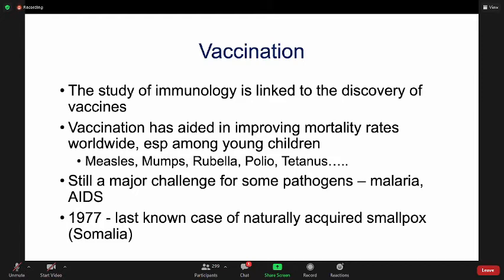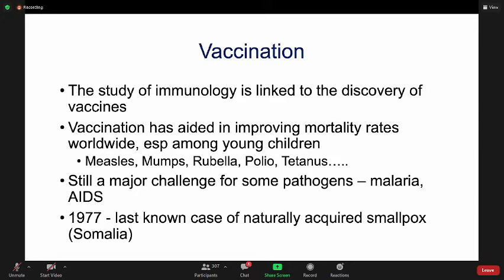It is a fact that vaccination has aided in improving mortality rates worldwide, especially amongst young children under 5 years of age, because they really don't have very strong immunity. And I know you all are recipients of what we call the childhood vaccines. And all these vaccines are just to protect against infectious disease, which, if they were not available, would cause a lot of mortality in children of that age. So, your measles vaccines, mumps, rubella, polio, tetanus, and so forth.